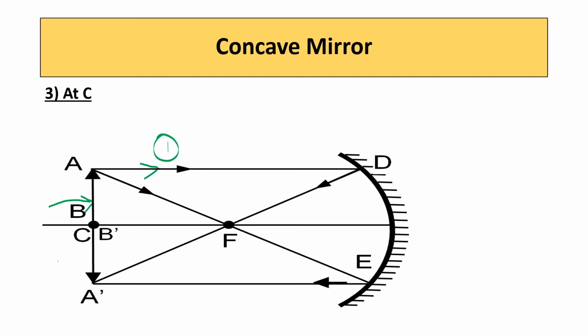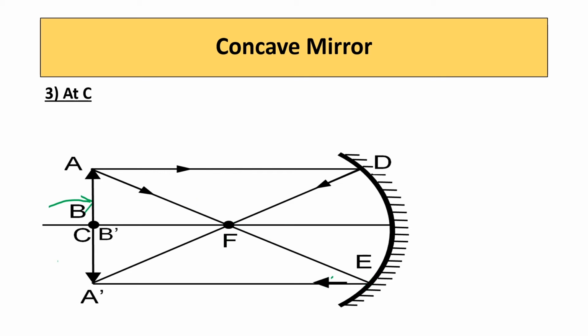In the case of ray 2, the second incident ray, this incident ray is passing through the focus and strikes at this point. It is reflecting. If the incident ray is passing through the focus, the reflected ray must be parallel to the principal axis, as we learned in the rule.